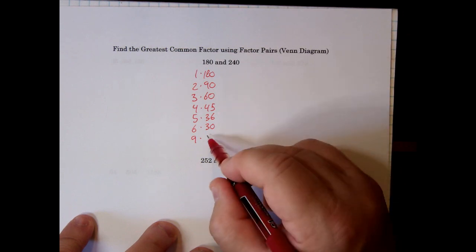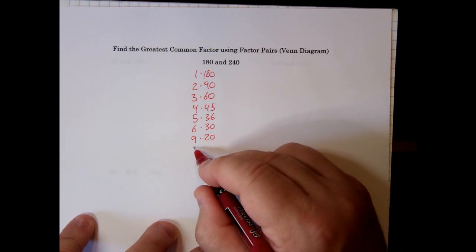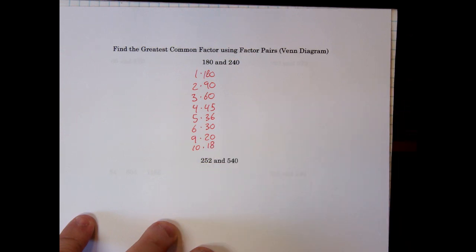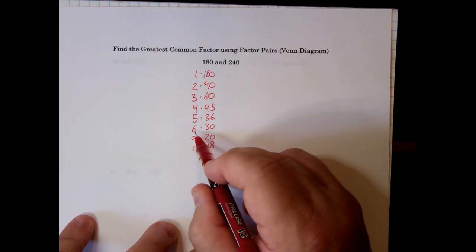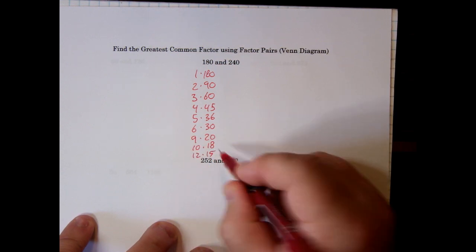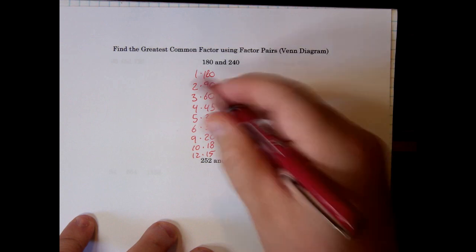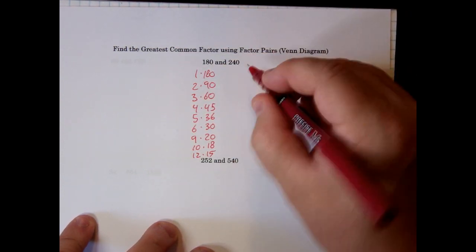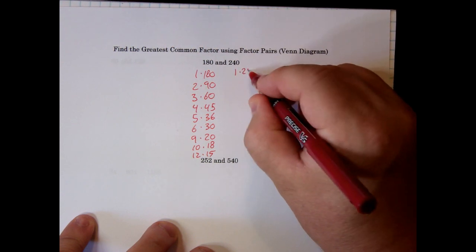And it would go 20 times. 10 would work because it ends in 0. 18 times. And 11, no. 12 will work because you can double the 6 and take half of 30. And then 13 and 14, no. So there's your list all the way up to 15. The 240 is 1 and 240.